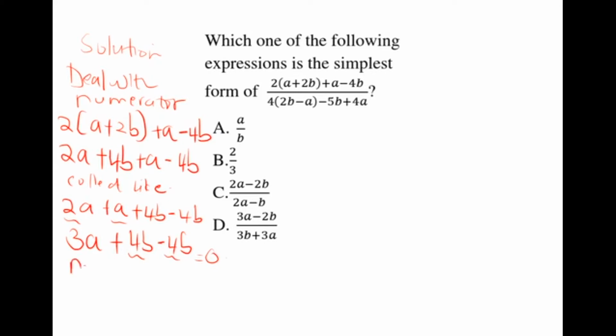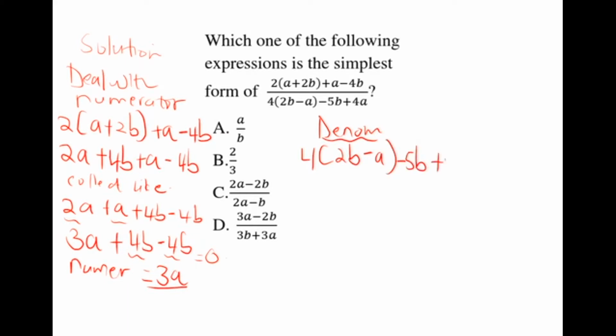Therefore, our numerator remains to be 3a over. We can now deal with the denominator. Our denominator is 4(2b - a) - 5b + 4a. We can open the brackets. 4 times 2b will give us 8b, minus 4 times a to give us 4a, minus 5b plus 4a.